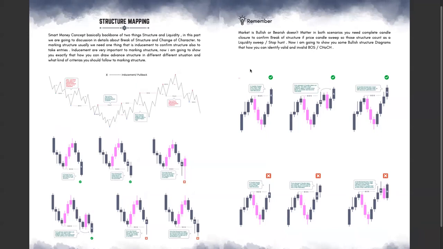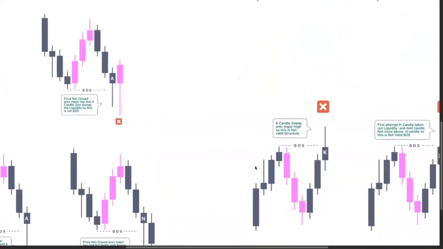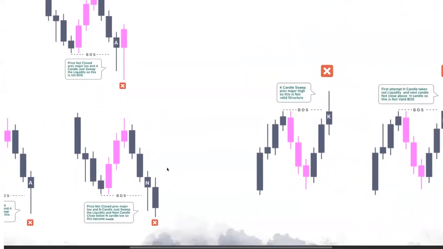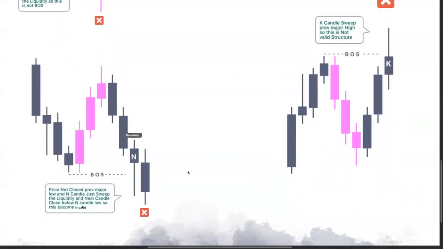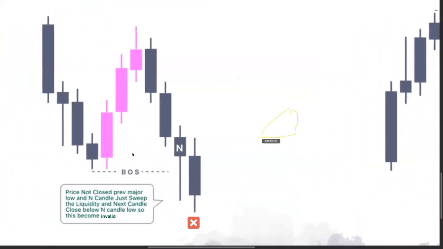Okay, so this one is a structure mapping, and a lot of members ask me about this structure, and everyone is stuck here. Actually, the technical error is here, at this point, and people are confused whether this is a valid break of structure or not. Actually, this one is invalid, and this one is a yes. I'm going to show you exactly.